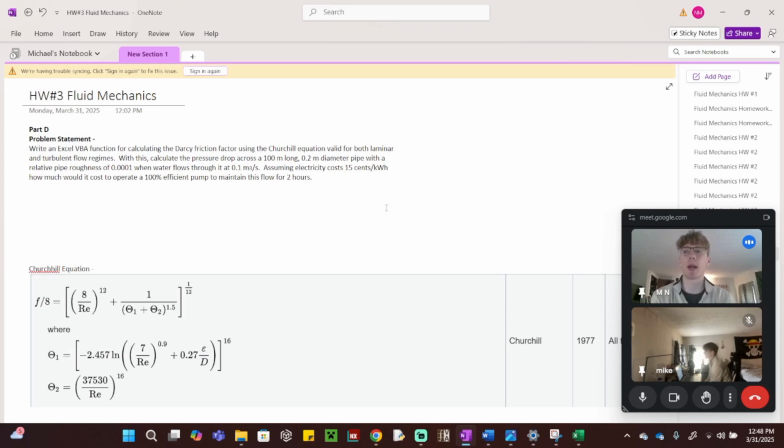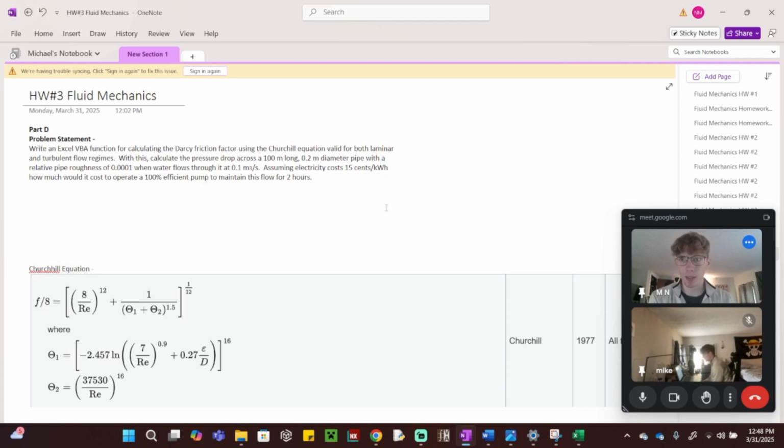The problem statement is asking to write an Excel VBA function for calculating the Darcy friction factor using the Churchill equation valid for both laminar and turbulent flow regimes. With this, calculate the pressure drop across a 100-meter long, 0.2 meter diameter pipe with a relative pipe roughness of 0.0001 when water flows through it at 0.1 meters cubed per second. Assuming electricity costs 15 cents per kilowatt hour, how much would it cost to operate a 100% efficient pump to maintain this flow for 2 hours?